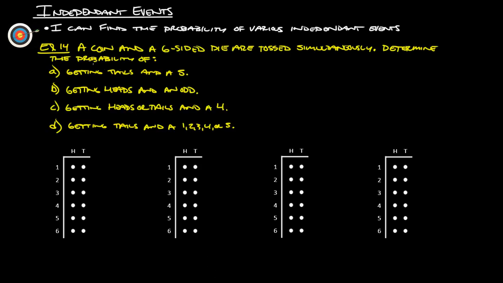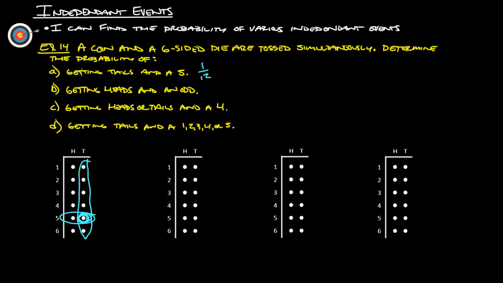So a coin and a six-sided die are tossed simultaneously. Determine the probability of getting tails and a 5. Here's the tails, all the outcomes that are tails, and then here is the 5. You have to get tails and a 5, so really it's just this one piece right here. That is just 1 out of the 2, 4, 6, 8, 10, 12 different possible events that could happen. So that's 1 out of 12.